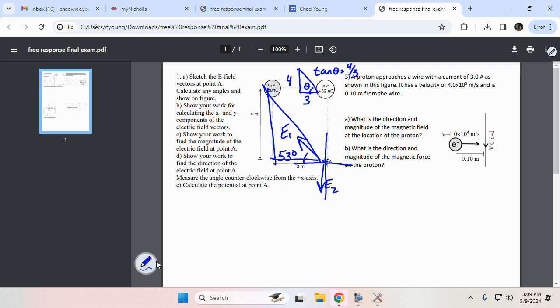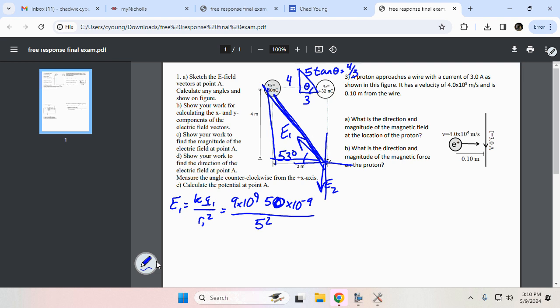So once I do that, I want to calculate E1 and E2. E1 is going to be kQ1 over R1 squared. That's going to be 9 times 10 to the 9th times Q1, which was 50 times 10 to the minus 9, divided by R squared. That's going to be 5 meters. That's the distance from here to here. It's a 3, 4, 5 triangle. 5, and then that's squared.